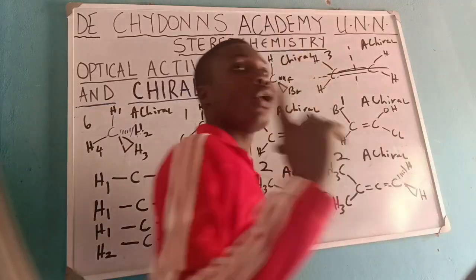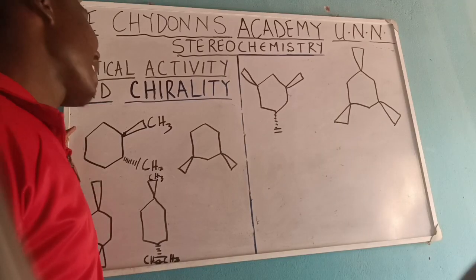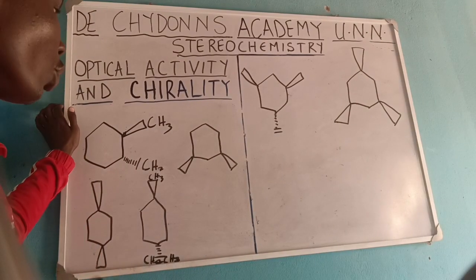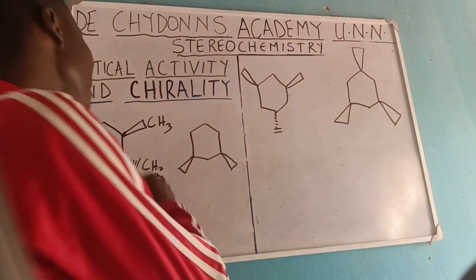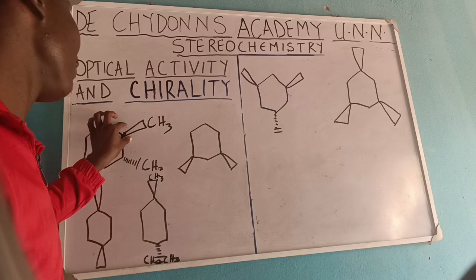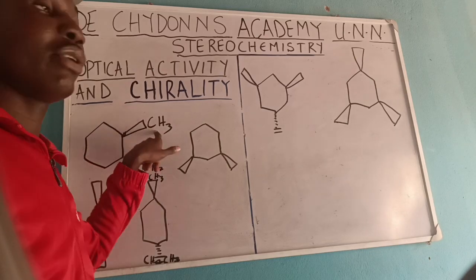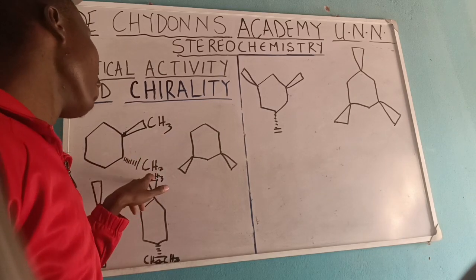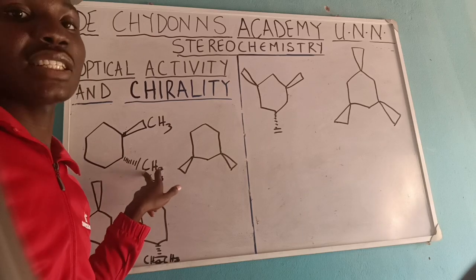So let's look at more examples. We have some cycloalkanes we can use to understand and identify planes of symmetry. So let's look at this very one here. This cycloalkane we have here has a wedge bond that connects a methyl group, and a hash bond that connects a methyl group.